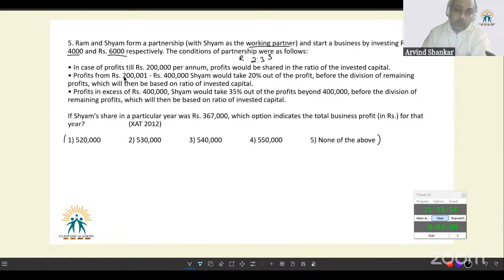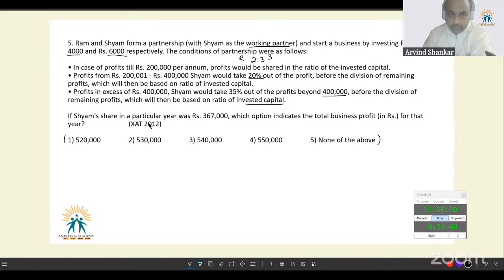Profits from rupees 2 lakh 1 to 4 lakh, Sham would take 20% out of the profit before the division of remaining profits, which would be based on the ratio of the invested capital. So first 20% for the next 2 lakh amount of profit that gets earned, 20% will first go to Sham. The rest will be divided in the ratio of their investments. Profits in excess of 4 lakh, Sham would take 35% out of the profit beyond 4 lakh before the division of the remaining profits, which will then be based on the ratio of invested capital.